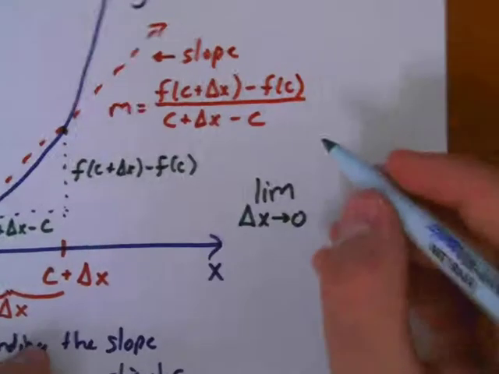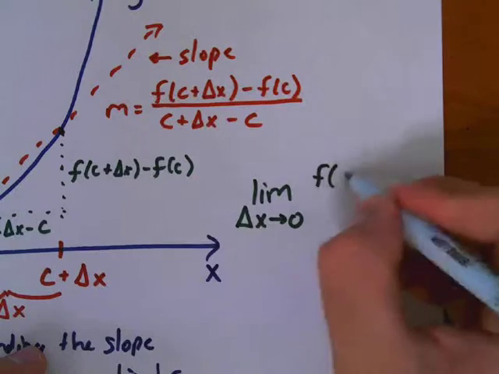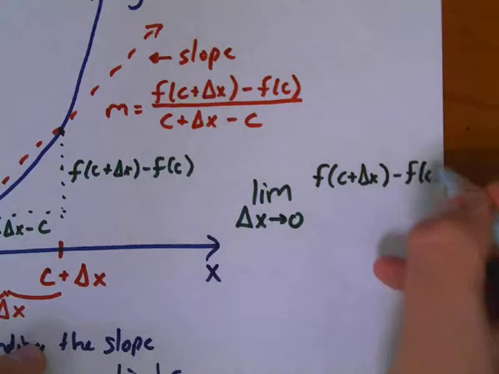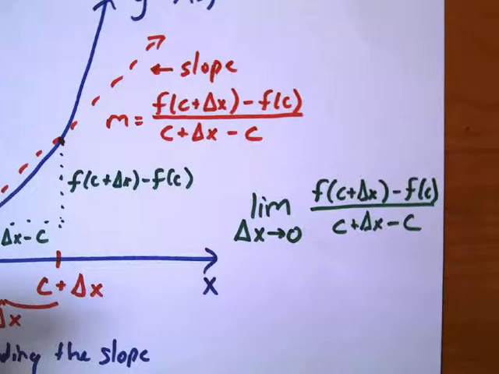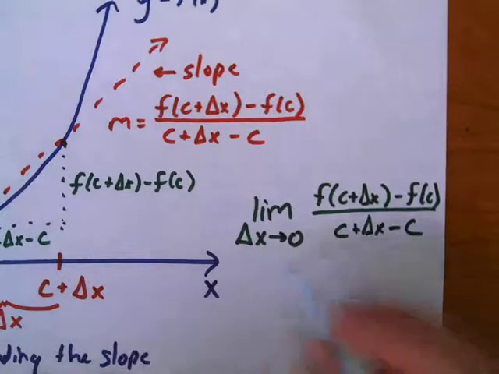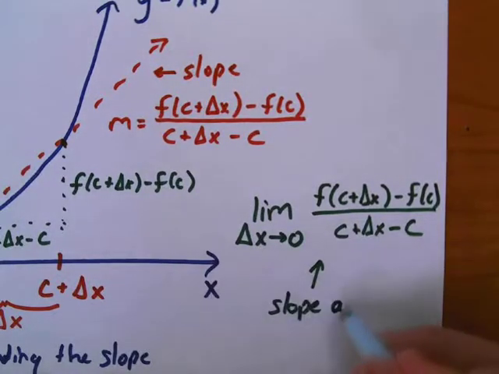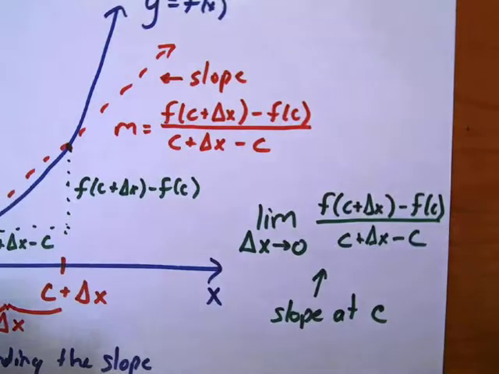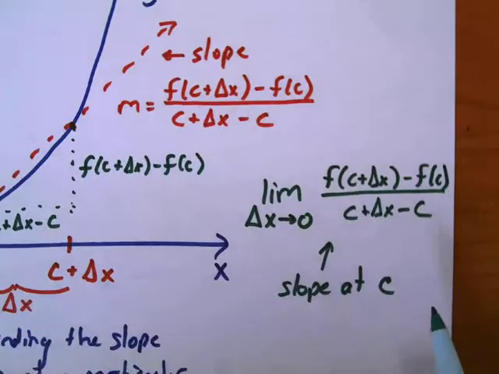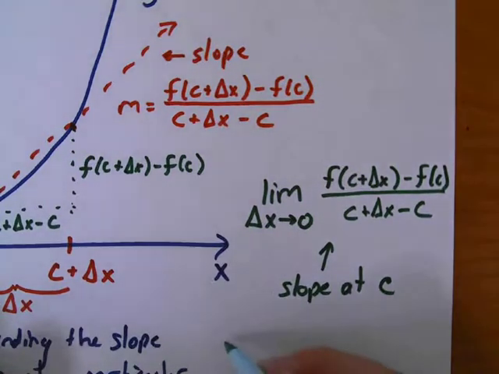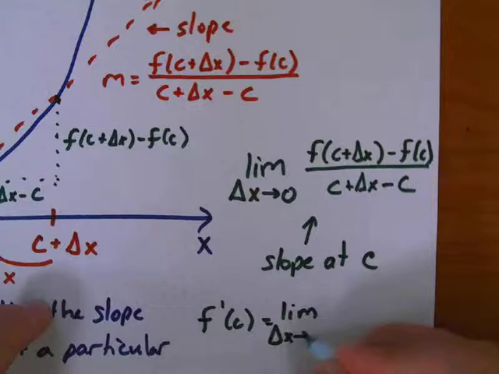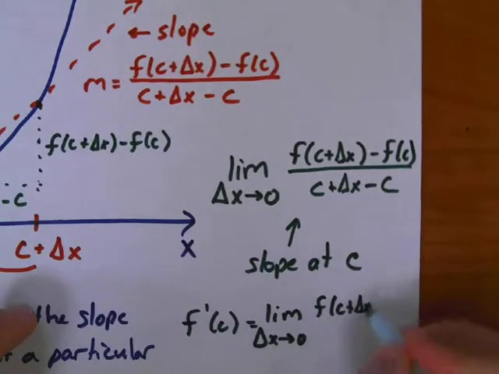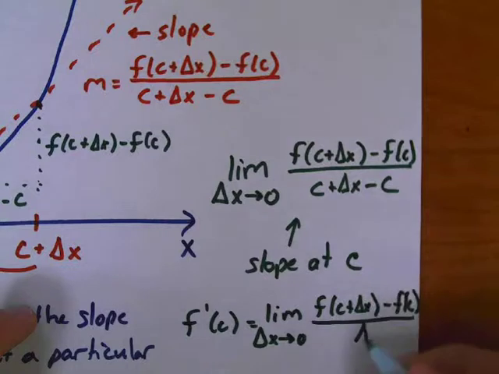answer for our slope. So a derivative is the limit as delta x approaches 0 of f of c plus delta x minus f of c over c plus delta x minus c. And so this is the slope at c. And obviously, we can reduce the bottom a little bit. You can see that we have c plus delta x minus c. The c's will go away. And so we write it as f prime of c. So the slope at c of the function is equal to the limit as delta x approaches 0 of f of c plus delta x minus f of c over delta x.